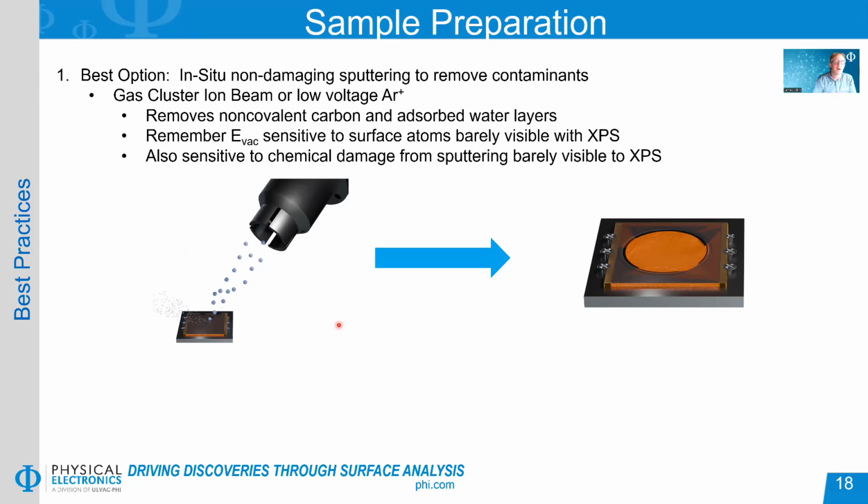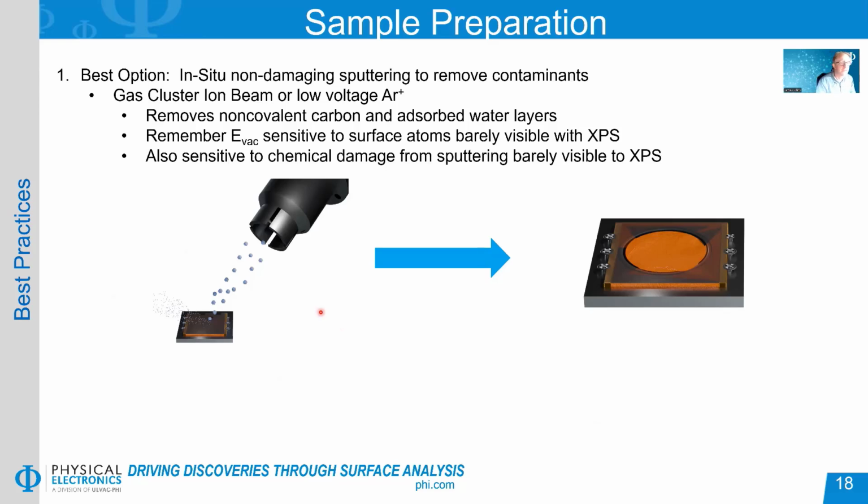A gas cluster ion beam is probably the best way to get rid of this. If you don't have a gas cluster ion beam, you can try a low voltage argon beam, but that is going to be more likely to damage your sample.